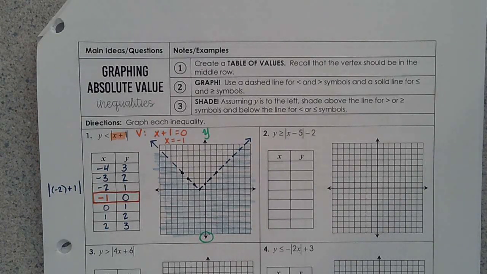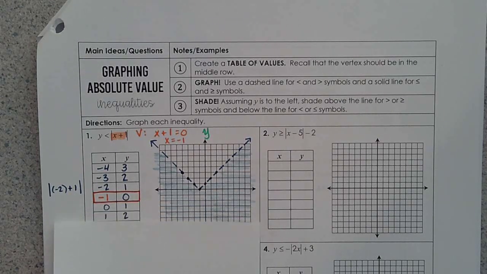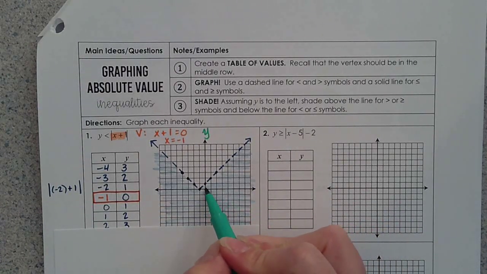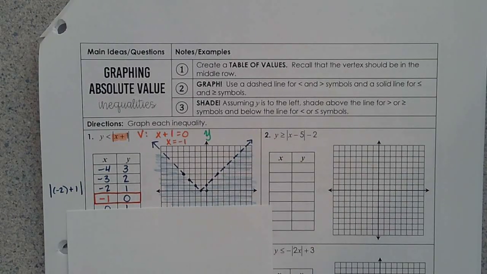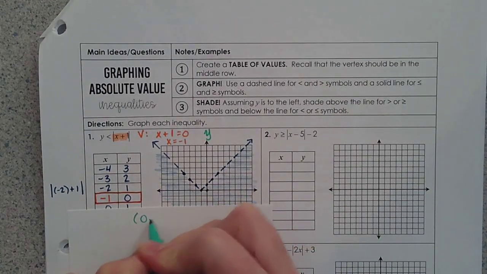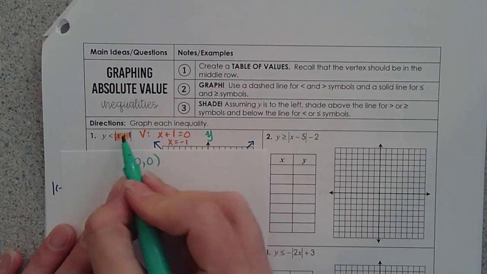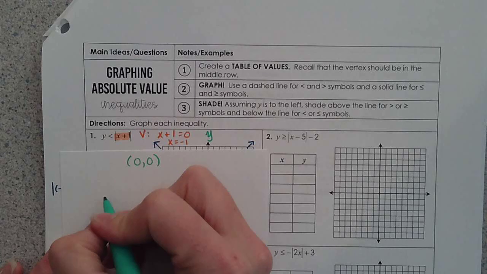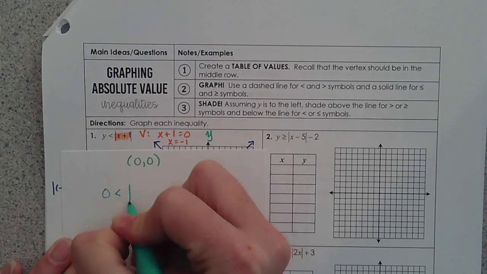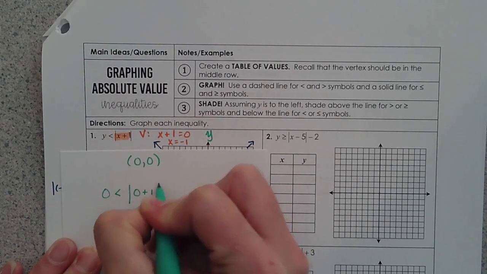So if we want to check our work, I'm just going to pick a point. I'm actually going to pick the origin because it's in the shaded region. My origin is 0, 0. I'm going to put it in for x and y, and I'm going to see if the math is true. 0 is less than the absolute value of 0 plus 1.